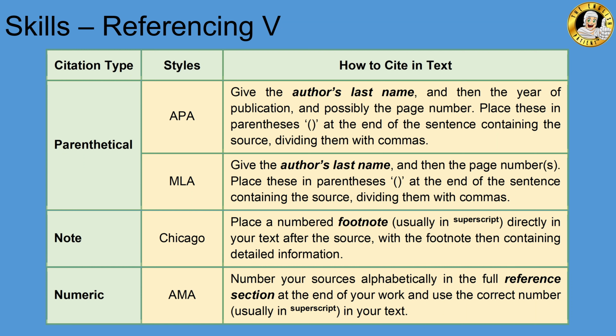Now for note citations, the most common style used is the Chicago style. Here you will place a numbered footnote, usually in superscript, directly in your text after the source, with the footnote then containing detailed information. And for a numeric citation, an example would be AMA style. You number your sources alphabetically in a full reference section at the end of your work, and then you use the correct number, usually in superscript, in your text.